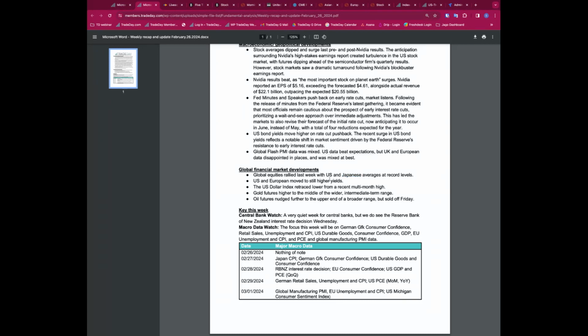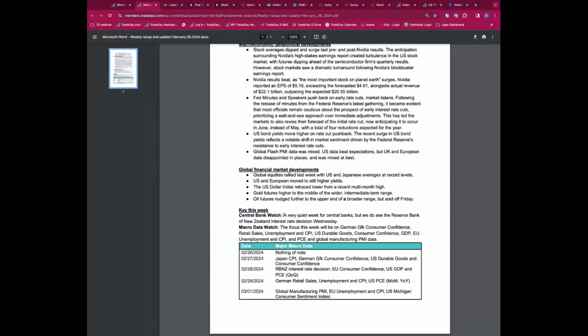Yields continue to move higher in the US and Europe. The US dollar went to a new multi-month high, but then retraced lower towards the end of the week. Gold futures moved back to the middle of their wider range, and oil futures went up to the upper end of their broader range, but then sold off on Friday.